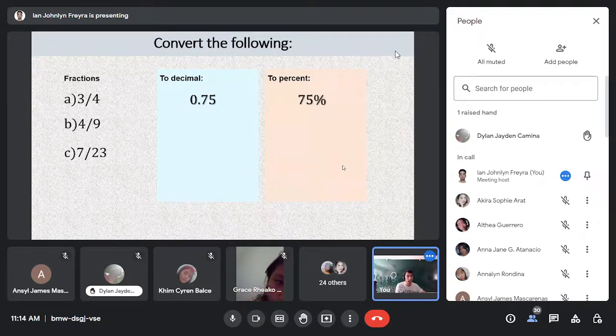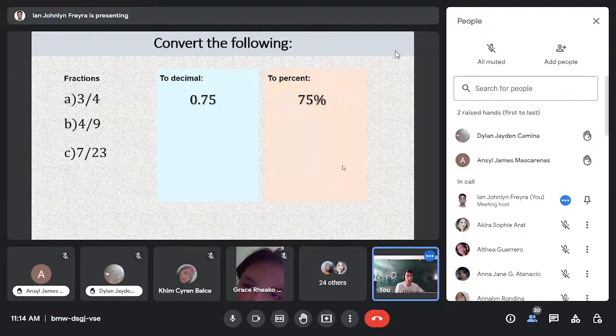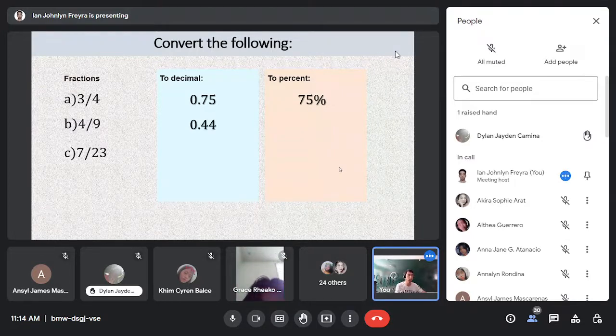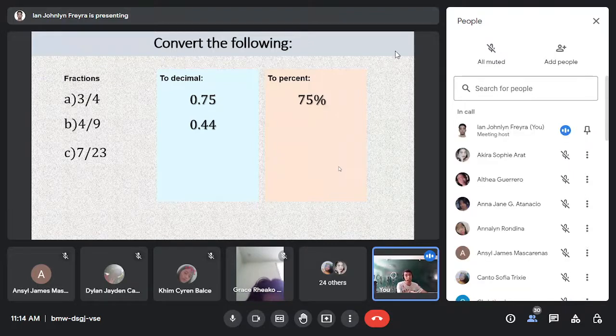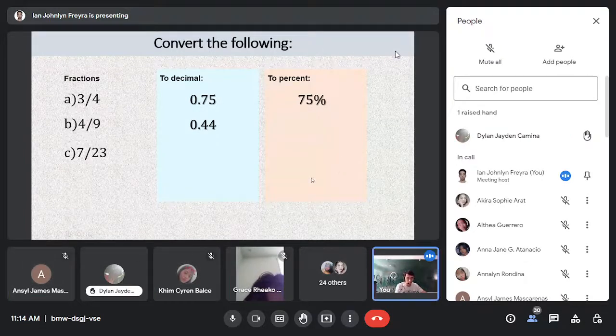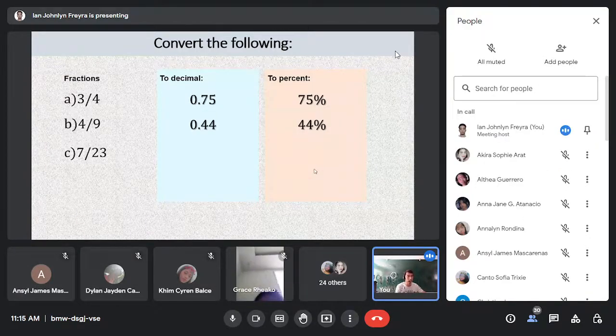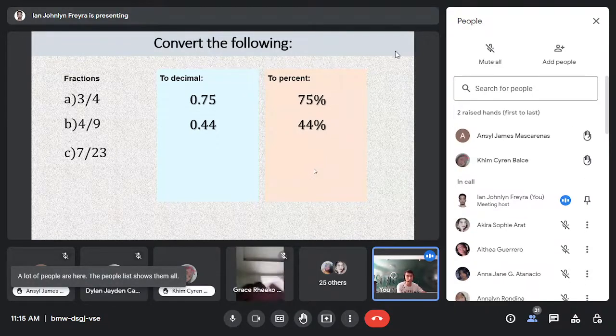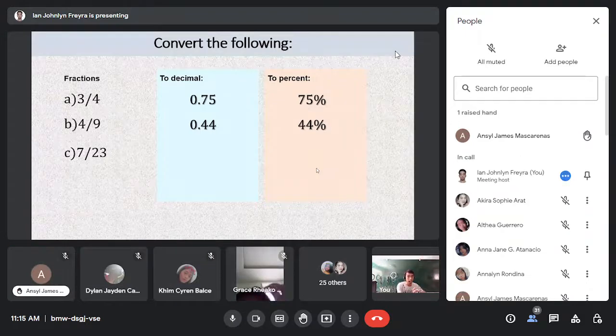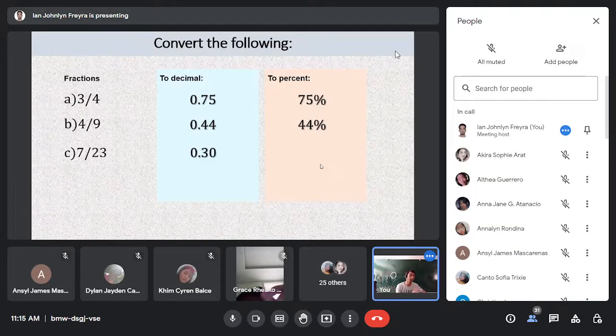4 over 9. What's that in decimal? Ansil, 0.44. So, check natin. 0.44, kasi ira-round off natin siya. And 0.44 in percent, what's that? 44%. 7 over 23. In decimal, what's that? So, 7 divided by 23, that is 0.30 po. 0.29. Pag ni-round off natin, 0.30 na siya. 0.30 in percent, that is 30%. Madali lang.